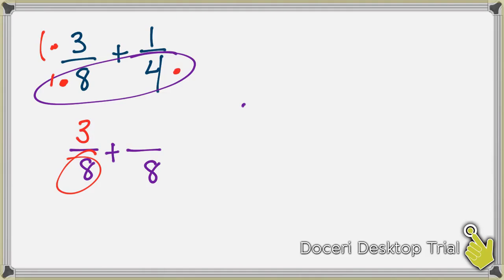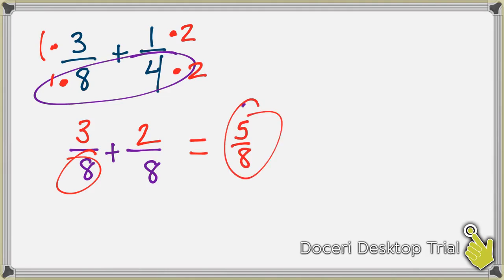Now this 4, I'd have to multiply by 2, which means I have to multiply the top by 2. So 1 times 2 is 2. So I get 3/8 plus 2/8, which is 5/8. So you get 5/8. Let's throw some negatives in there now.